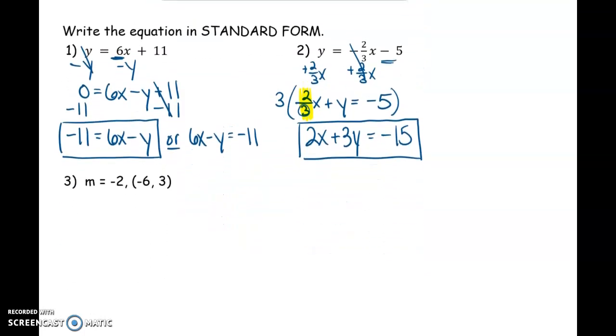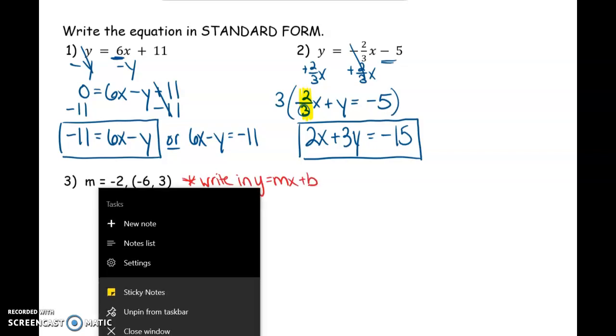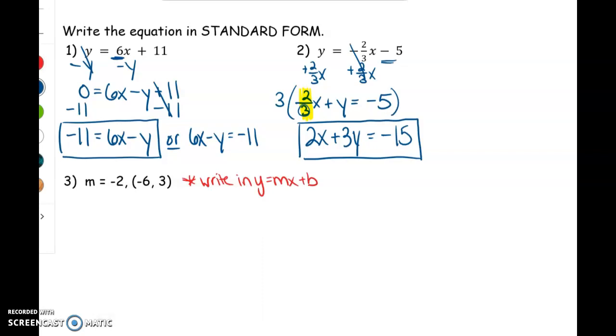And then on our last one, you'll notice this is going to be the most challenging of the three because now we don't already have the equation in slope-intercept form like we had in the first two. So the first thing we're going to do is write the equation in slope-intercept form. So we want to write it in mx plus b form first, and then we're going to take that answer and rewrite it in standard form. So when we write in slope-intercept form, we're going to plug in what we know here. Our m, or our slope, is negative 2. The ordered pair is our x and our y value.